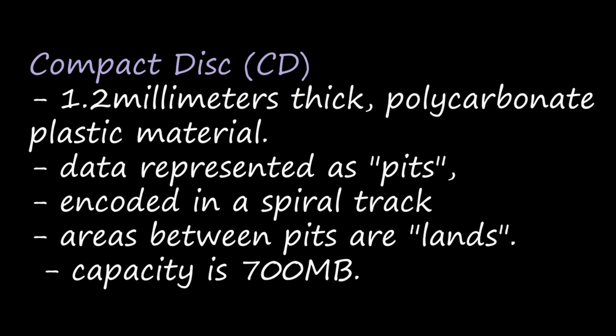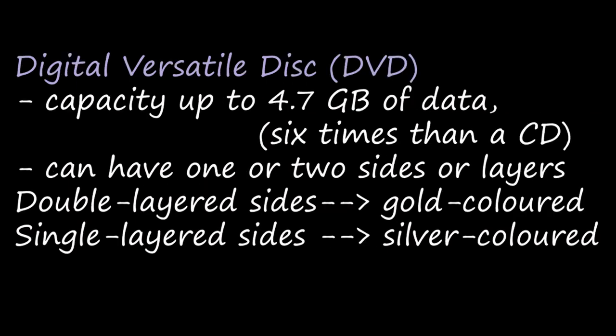Okay. Next one is DVD. DVD means digital versatile disc. We can say it is a digital video disc also, or digital versatile disc, DVD. This is an optical disc. This can store up to 4.7 GB of data. This is 6 times a CD. CD means, as I said, we have only 700 MB, but in DVD we can save up to 4.7 GB of data.